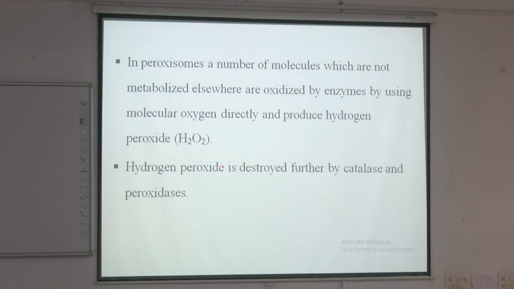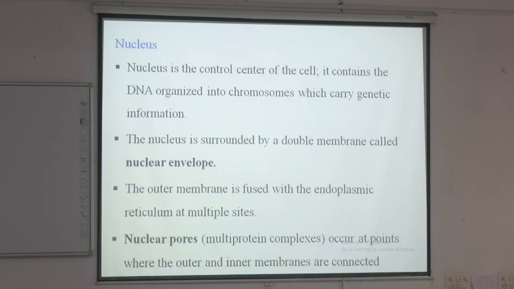Hydrogen peroxide is destroyed further by catalase and peroxidase, and we call this reactive oxygen species. So ultimately, peroxisomes can decrease the activity of reactive oxygen species by antioxidant activity. Which enzymes play this antioxidant role? Catalase and peroxidase.